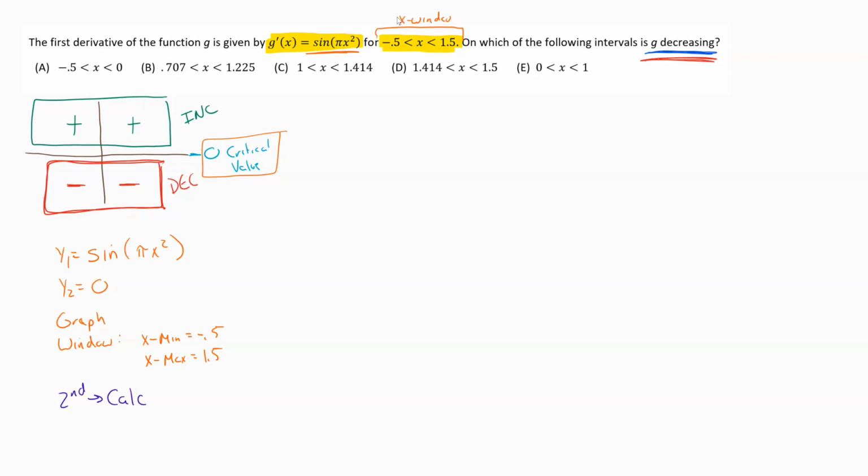So we'll do a second calc, and then we'll choose the number 5 option, which is intersect. And from there, the calculator will ask us a series of 3 questions. We'll answer them, and that's going to start building our interval for us. So we'll go ahead and start at the beginning.